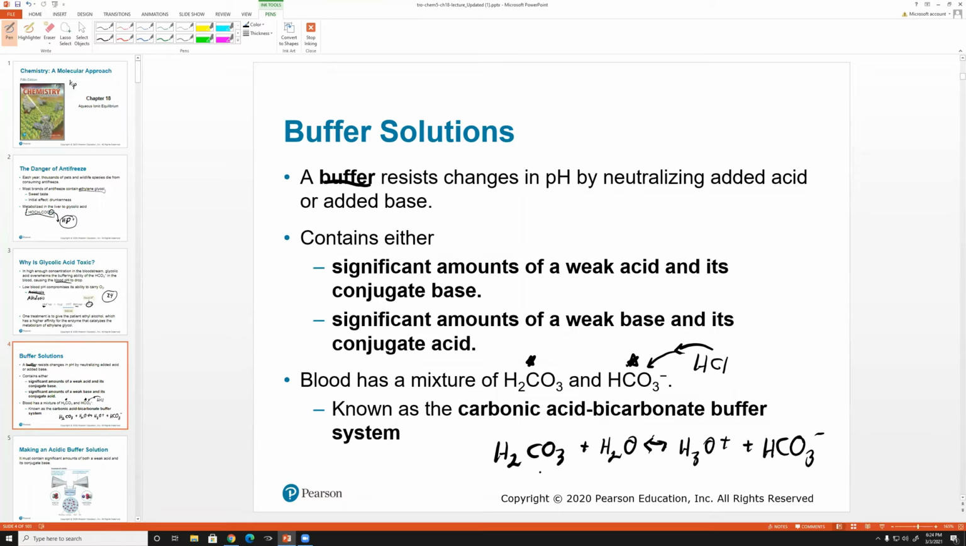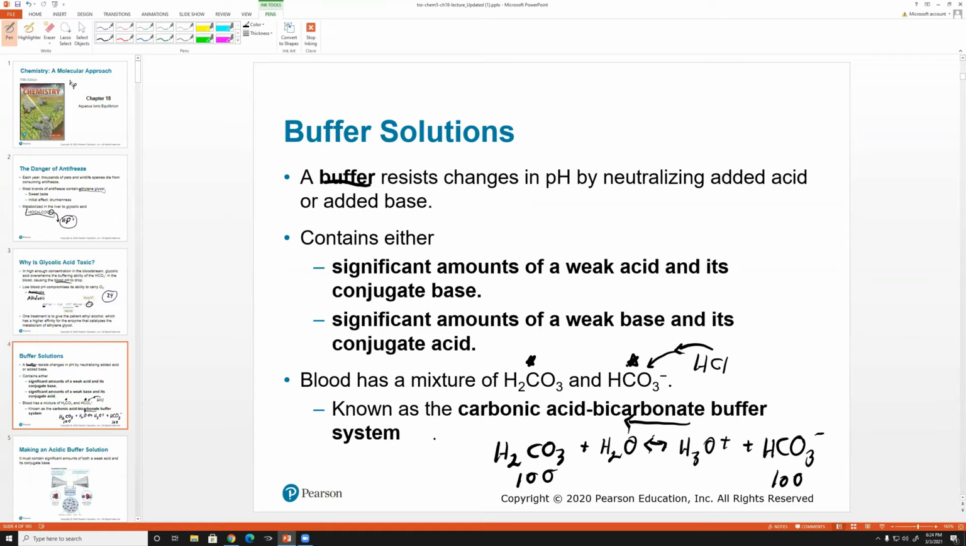So let's say this is all fine and dandy. You have 100 molecules here and 100 molecules here. This is a buffer system. What will happen is if you introduce HCl, the reaction will go this way, because the HCl will react with HCO3- to create more carbonic acid, and it will try to neutralize as much HCl as possible.